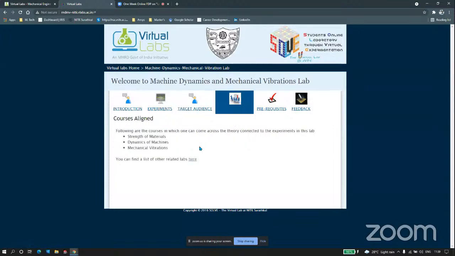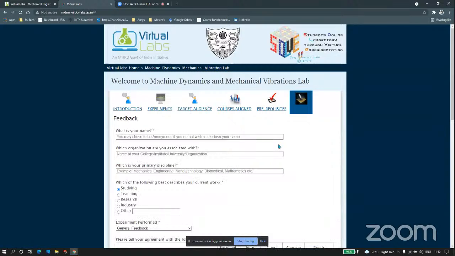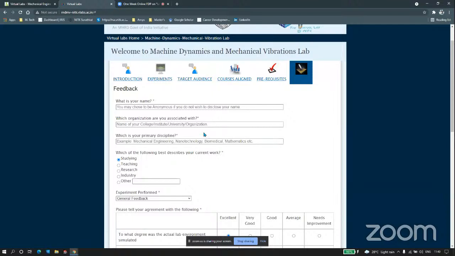Under courses aligned, the lab is based on strength of materials, dynamics of machines, mechanical vibrations, etc. For prerequisites, you need basic knowledge about dynamics and vibrations, and the software required is the Adobe Flash plugin. Previously a few experiments were running on Adobe Flash Player, but now it has stopped working, so non-Flash Player experiments are involved in the labs. Then you will have a feedback form where you can express your feedback. Next I'll go to the experiment tab.